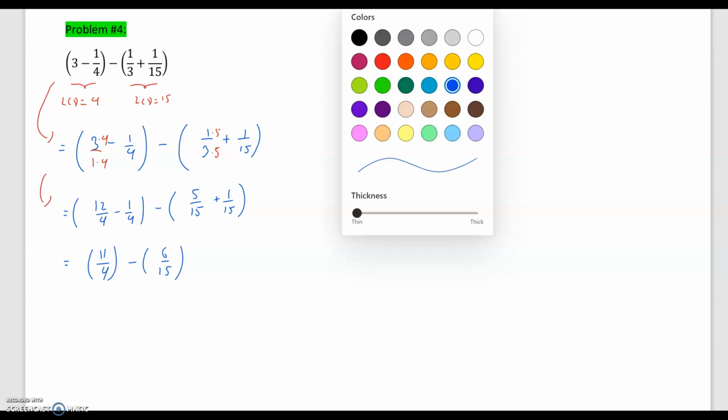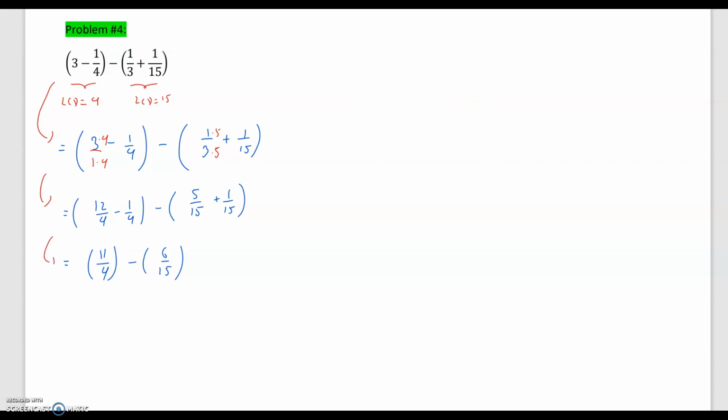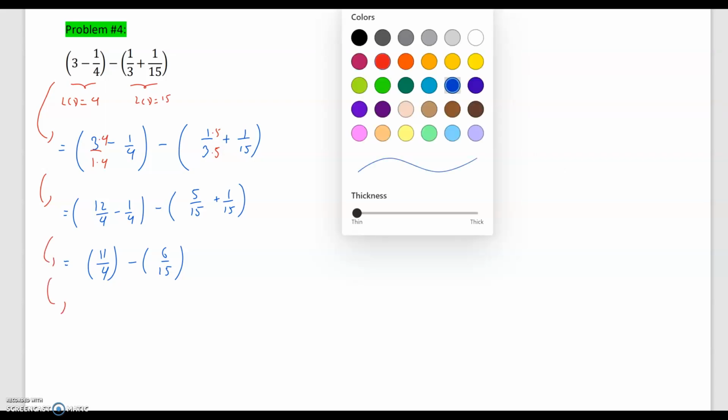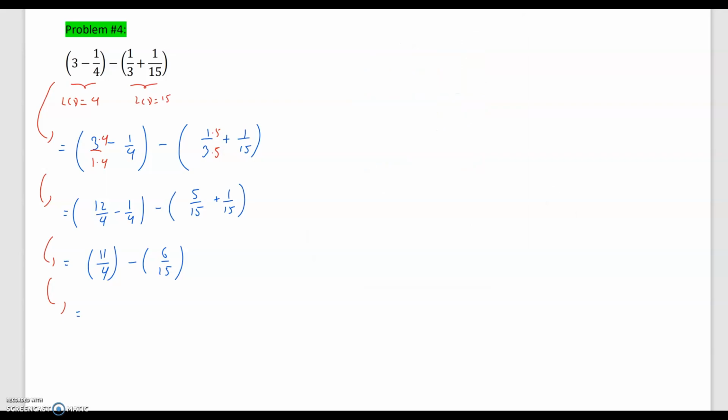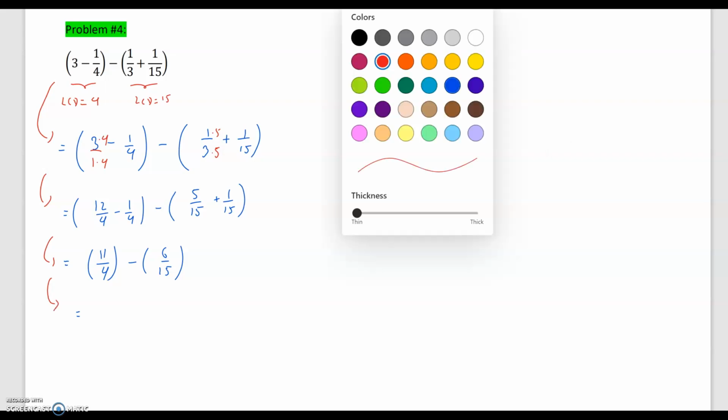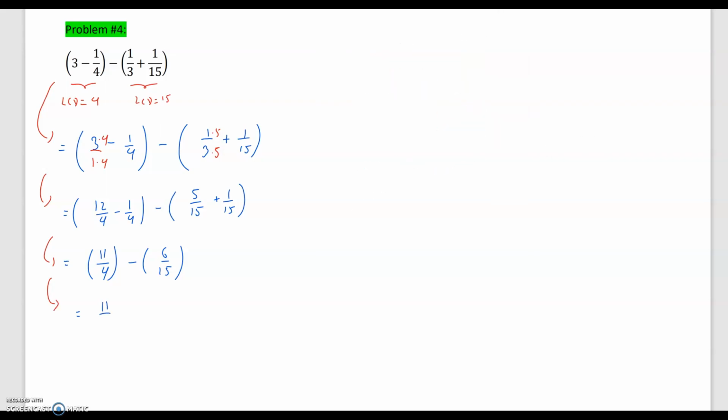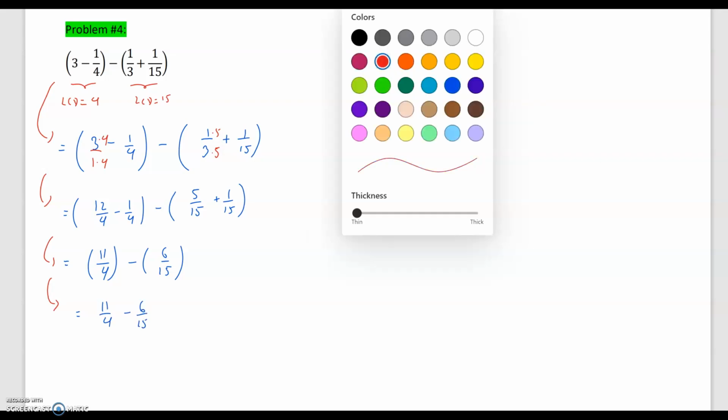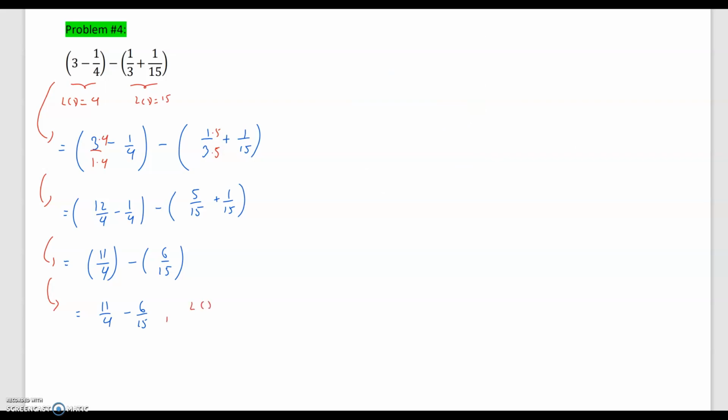Okay, let me carry an extra step and then just drop the parentheses since we don't need them anymore. So we're looking at this being equivalent to, and let me fix this arrow. So this is 11/4 minus 6/15. And then we're going to have to get another LCD. So the LCD for all of these is going to be technically 4 times the values of 3 times 5. And that's going to be 60.